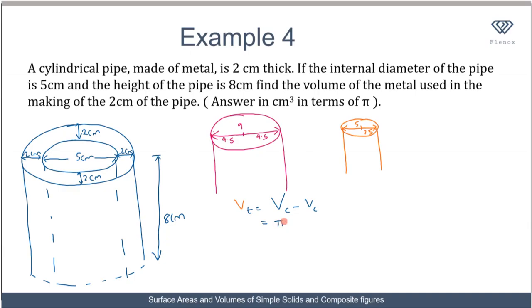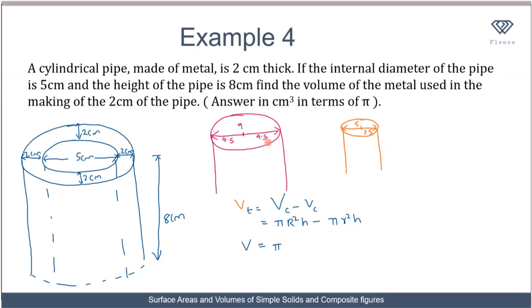So I'm going to have pi, in this case, I'm going to use big R to represent the big cylinder, times h, minus the small cylinder, which is going to be pi and small r squared times h. And the height is constant to both of them because the height is 8 centimeters. So my volume now is going to be equal to my pi. The answer should be in terms of pi, so I leave out my pi.